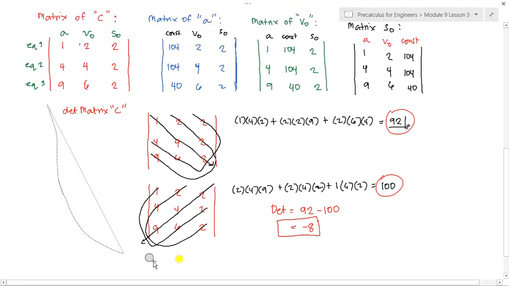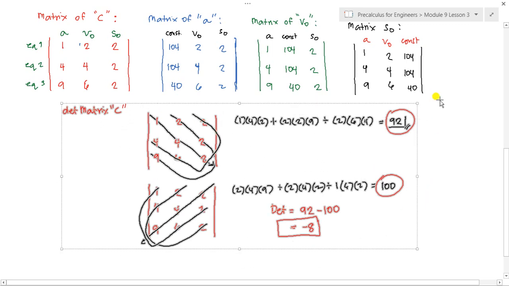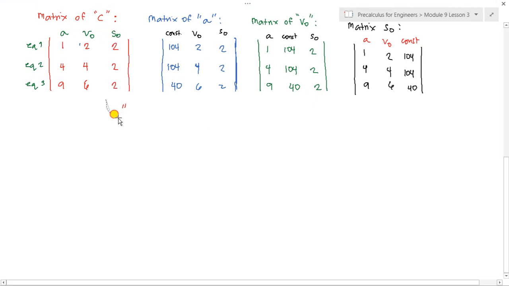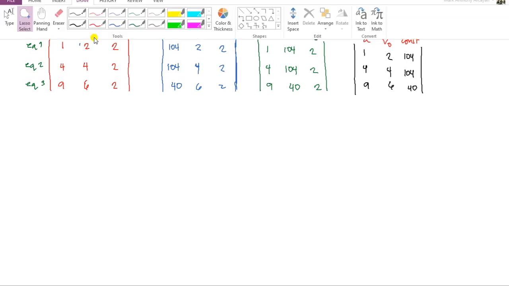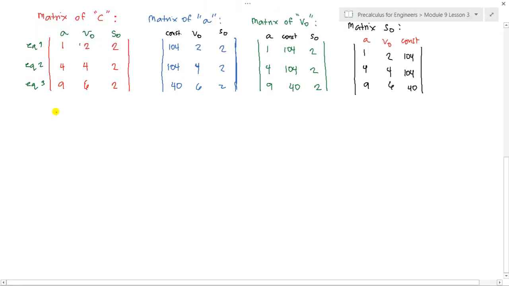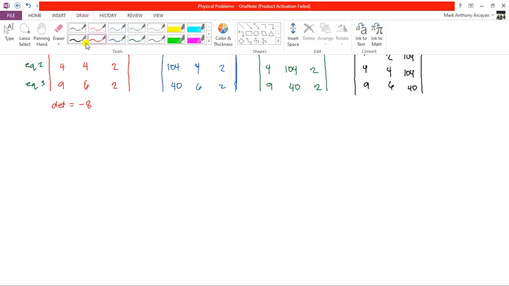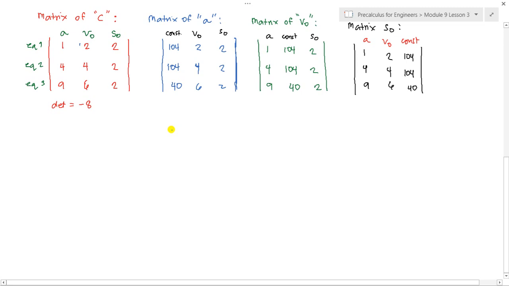That is negative 8. So we erase this because space is limited, and we write it here. The determinant is equal to negative 8. So let's proceed to the matrix for acceleration. We have 104, 104, 40. Then we have 2, 4, 6. We have 2, 2, and 2.